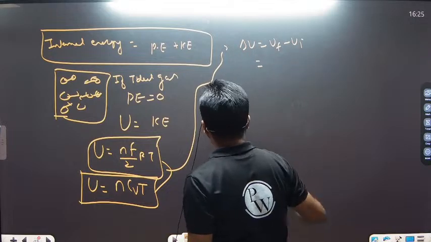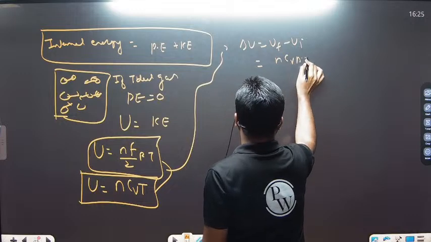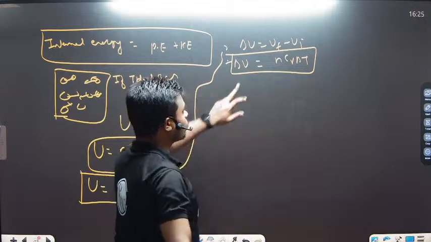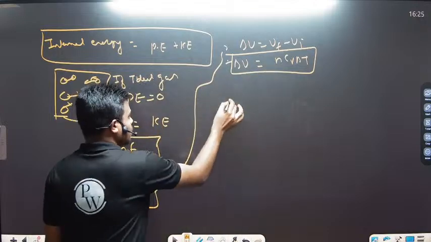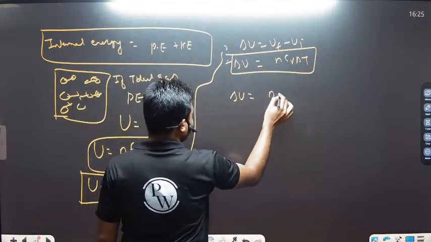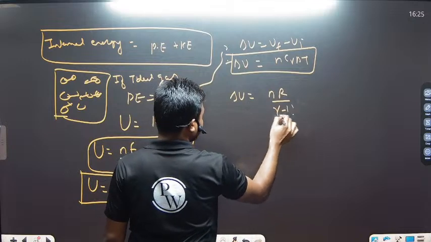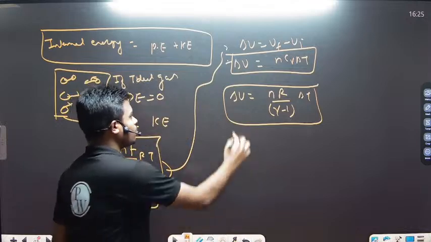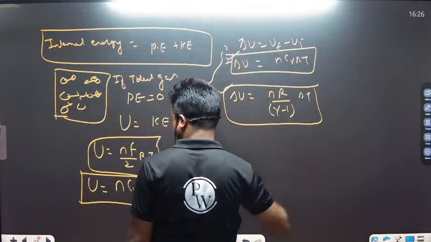So this will be given by nCv delta T. Delta U is nCv delta T. This is always valid for both ideal and non-ideal gases. And delta U we can also write as n Cv, with Cv value R by gamma minus 1, into delta T. Right. So these are the formulas we have for change in internal energy.